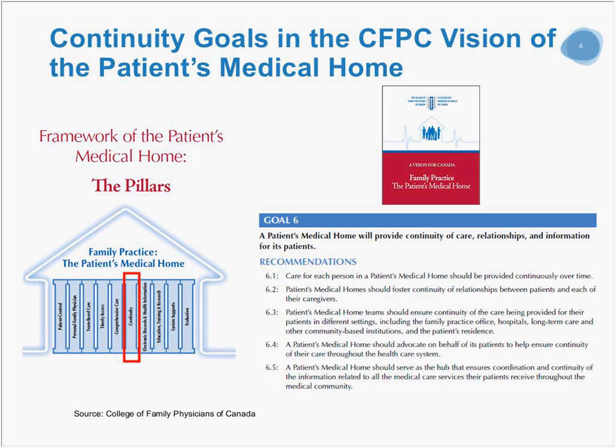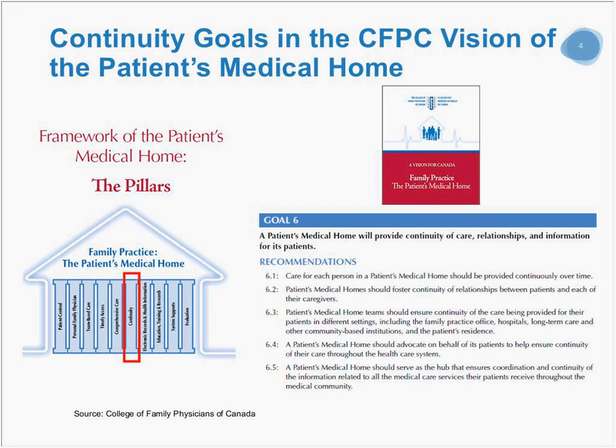6.3, patient's medical home teams should ensure continuity of care being provided for the patients in different settings, in family practice, office, hospitals, long-term care, and other community-based institutions, in the patient's residence. Basically, what that's saying is that patients will definitely do better if the same person or group of people are able to provide care across a number of different settings. Where possible, being able to monitor people and care for them in their acute care settings, long-term care settings, etc., is going to provide a significant benefit. And we'll see shortly that we actually have some pretty good evidence to support that.